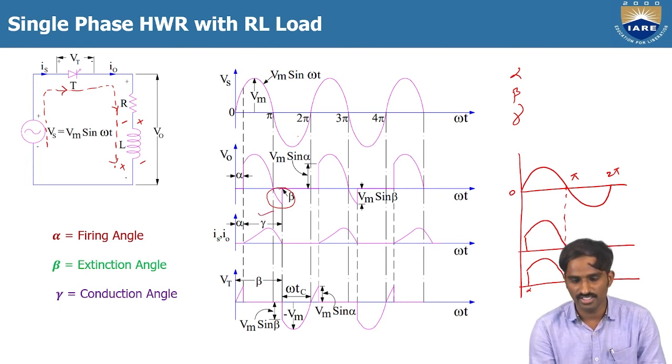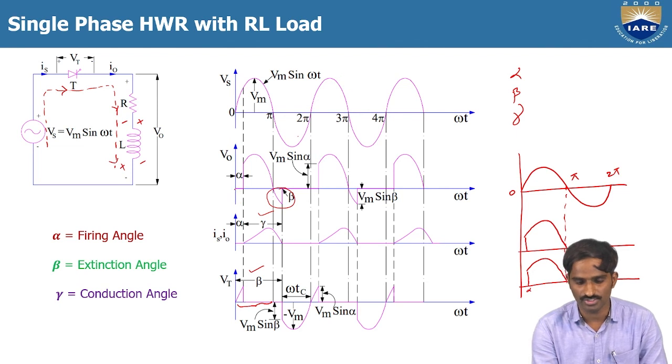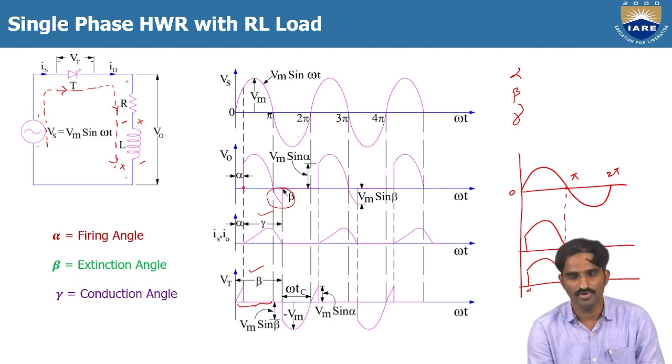And the extension angle is not from pi to beta. Okay, that you should observe here, it is from 0 to beta. This duration is called the extension angle. And alpha is only this duration from 0 up to this point. This is the firing angle.